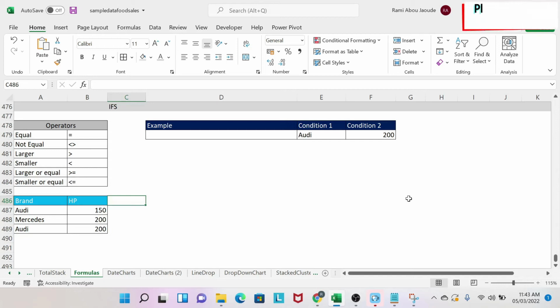The objective of this lesson is to understand the IFS formula in Excel. And if you are looking for the normal IF formula, I'm going to put a link in the description.